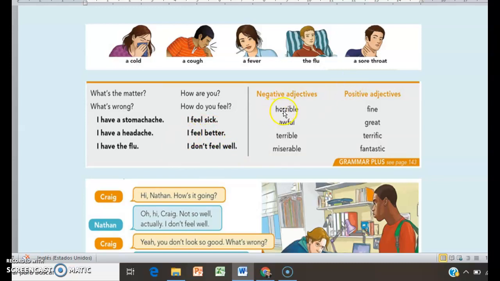Negative adjectives, you are going to say horrible, awful, terrible, miserable. Okay, horrible, awful, terrible and miserable. En positive, digamos que usted ya pasó por una gripe, se atendió al doctor, todo salió muy bien, así que va a decir que usted se siente muy bien. How do you feel? I feel fine. Me siento great. I feel great. I feel terrific. I feel fantastic. Me siento fantastic, ¿ok? I feel amazing, ¿ok? Ok, muy bien, entonces practicamos.